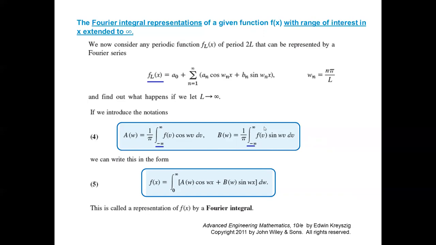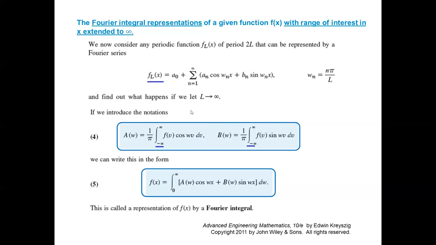Similarly, if f is an odd function, sine is an odd function. If f is even, sine is an odd function. The product is an odd function. So integrating this integral from negative infinity to infinity, this will reduce to zero because the integrand is an odd function. So this means for an even f, we have non-zero a, but we have b of w equal to zero.